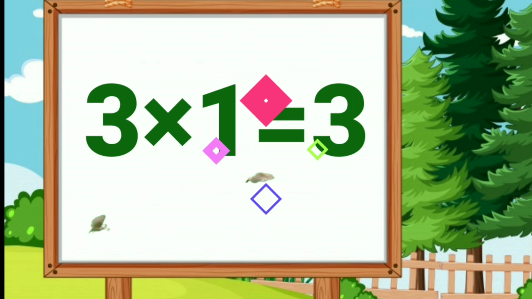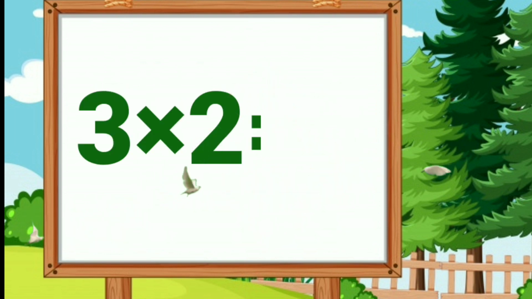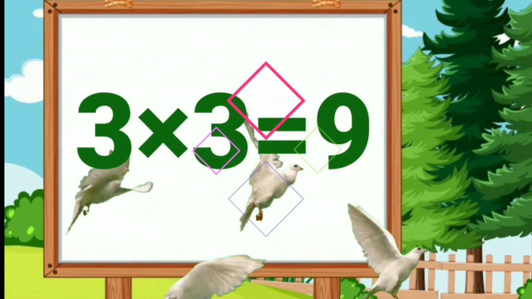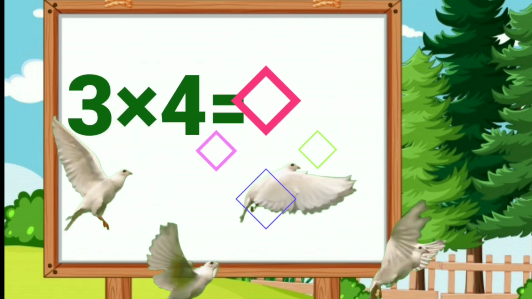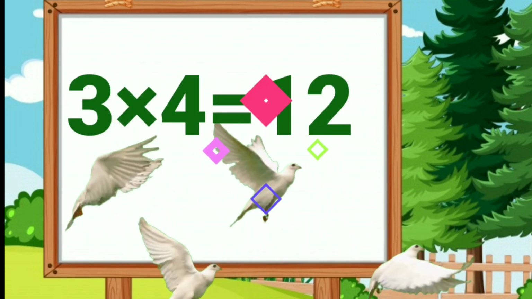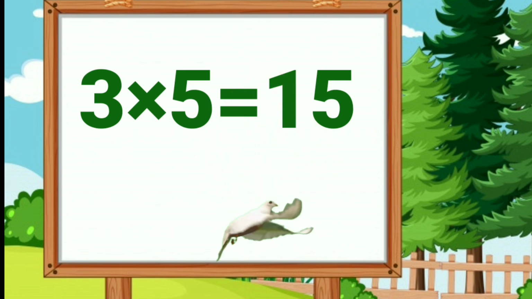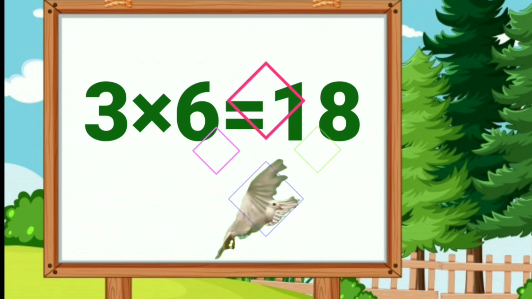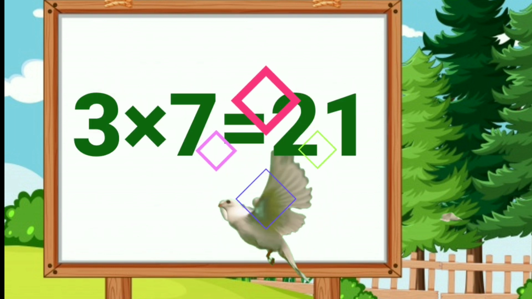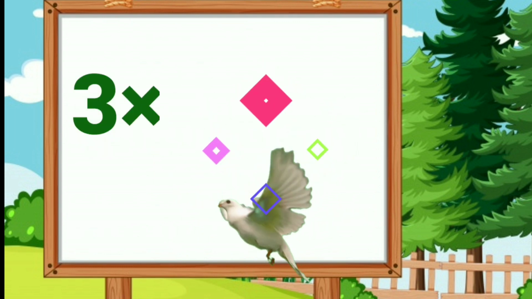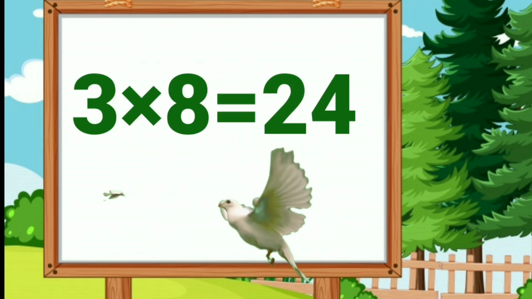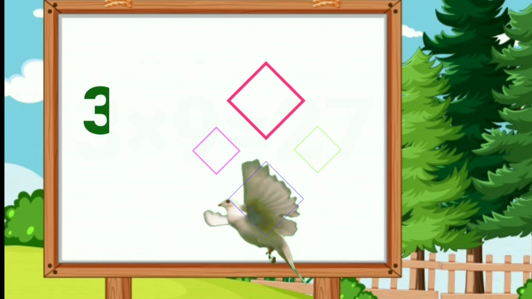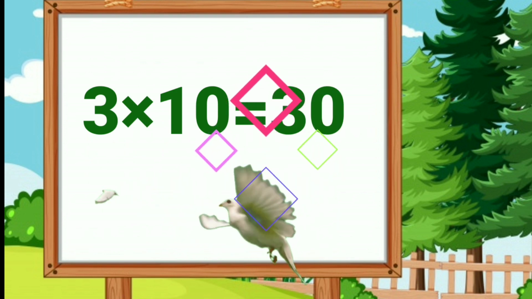Three ones are 3. 3 twos are 6. 3 threes are 9. 3 fours are 12. 3 fives are 15. 3 sixes are 18. 3 sevens are 21. 3 eights are 24. 3 nines are 27. 3 tens are 30.